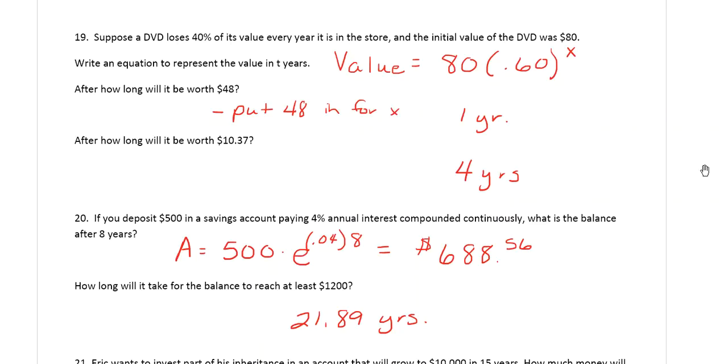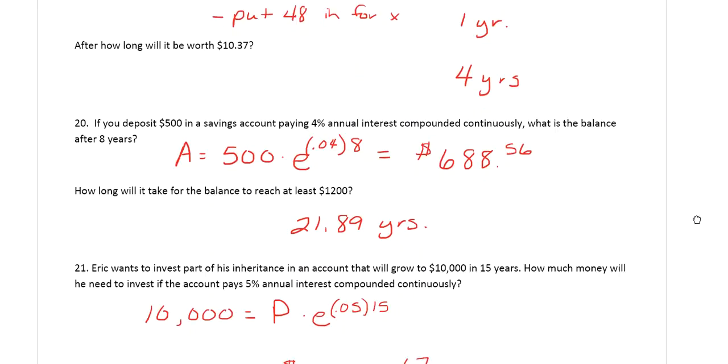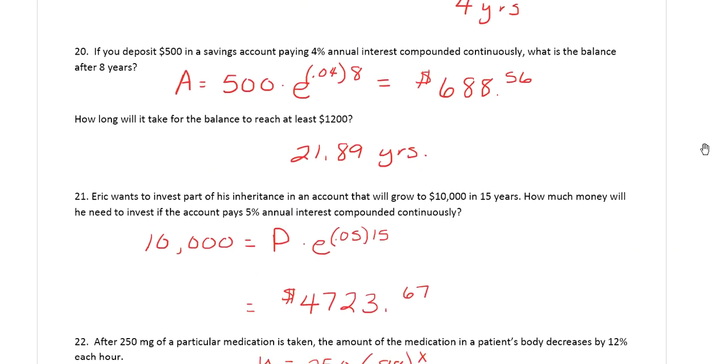But again, put the 48 in for the value and solve for the T up in the exponent. You'd get 1 year or 4 years. Number 20, since it's compounded continuously, that's when we're using the formula with the E in it. Again, 1200 would go in for the big letter A, the account balance, and you always divide first, divide by the 500, and then solve for the time.